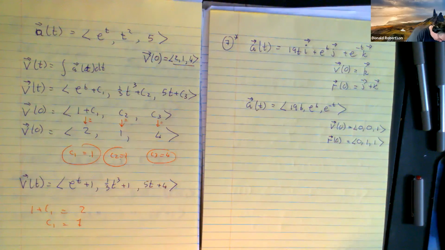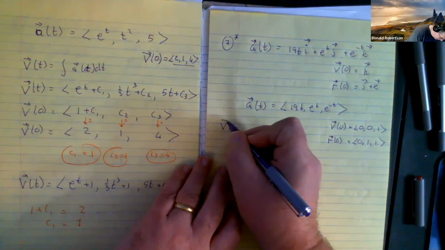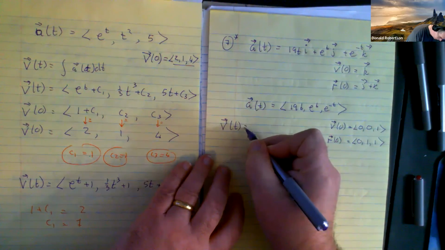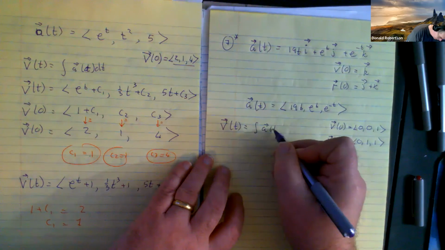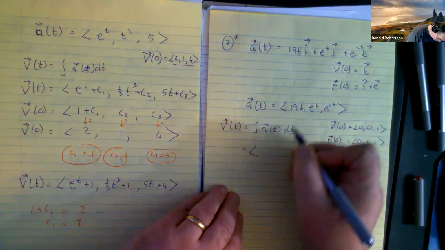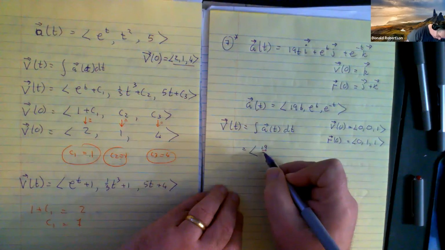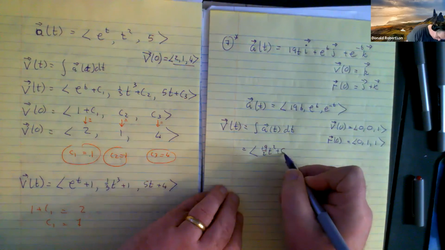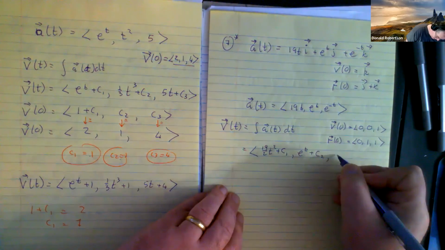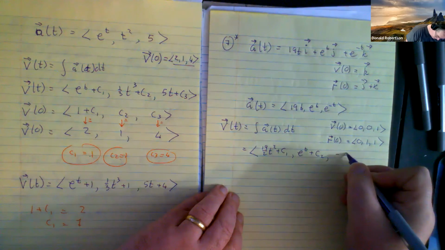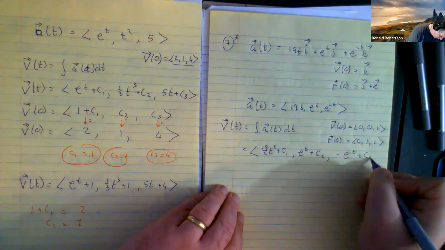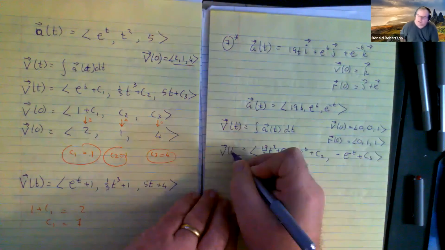So let's work backwards then. I'll find the velocity, which is the integral of the acceleration vector. If you integrate this guy, you get 19 halves t squared plus an unknown constant. Then you get e to the t plus an unknown constant, and negative e to the negative t plus an unknown constant. Are we okay with that? Everything look good?